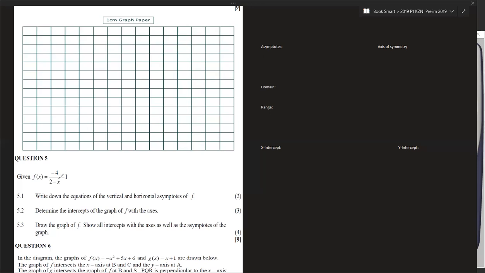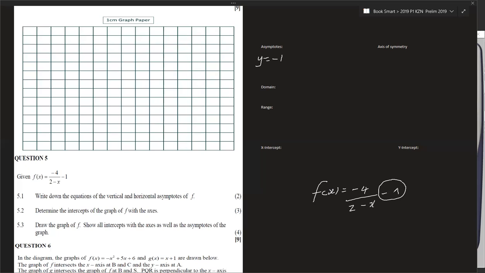Okay, this is how we do it. Let me write our function here. So we have f of x equals -4 over 2 minus x, minus 1. Perfect. So you have the number here being your y asymptote. So always the number that is on the side is your y asymptote. So in this case, our y asymptote is y equals -1.